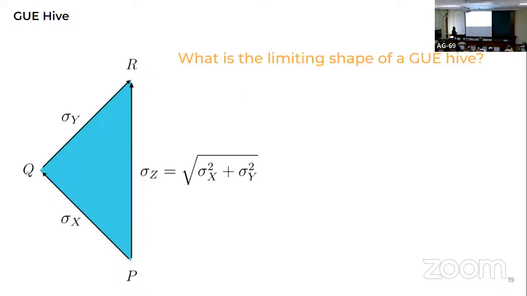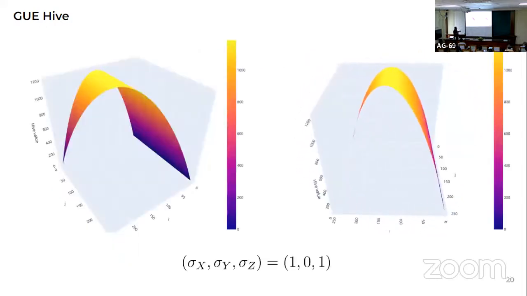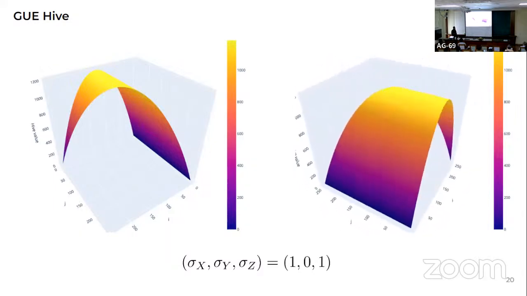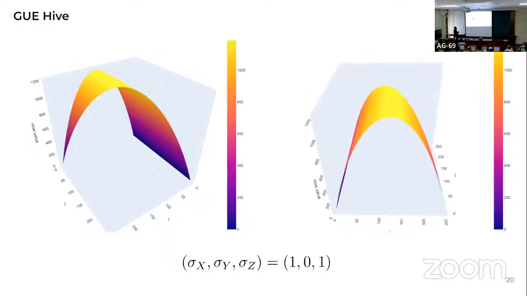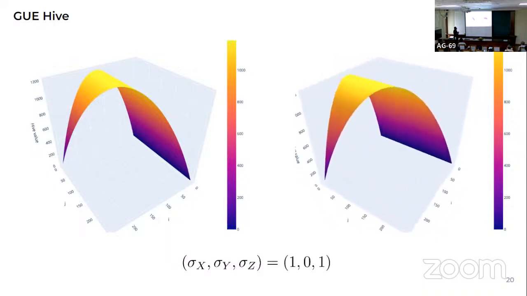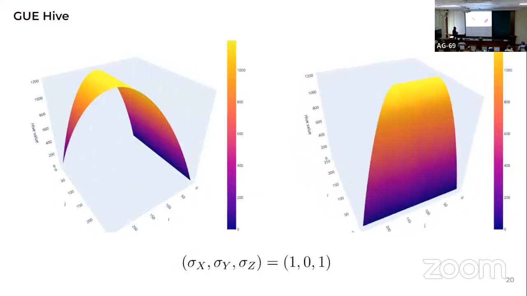Now we are interested in, given arbitrary values of sigma x and sigma y, what would be the limiting shape of a GV hive. So for that, we take a degenerate kind of hive, or a special case of a GV hive, where one of the sides is set as 0. So this has sigma 1 and this has sigma 0. So it is a 0 matrix, so all the eigenvalues are 0. And so we get this shape.